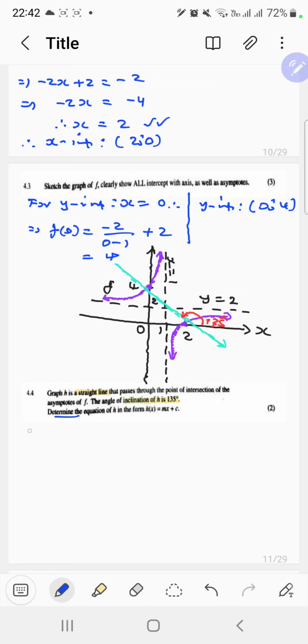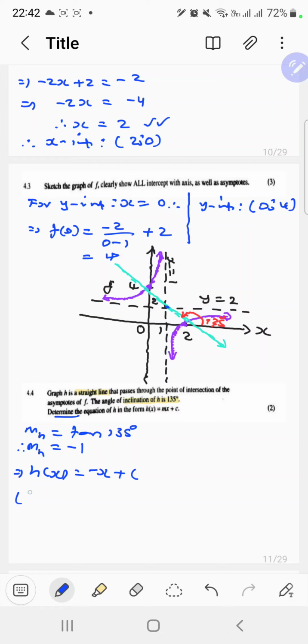Okay, so we can just first say the gradient of h is going to be equal to the tangent of 135 degrees, right? Which is basically minus 1. Now we know this passes through the point of intersection of our asymptotes, and it has a gradient of minus 1. So this is basically an axis of symmetry of our graph where the gradient is minus 1. So this implies that h of x is equal to minus x plus c.